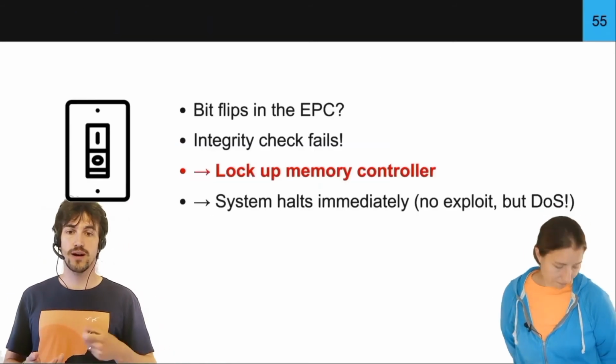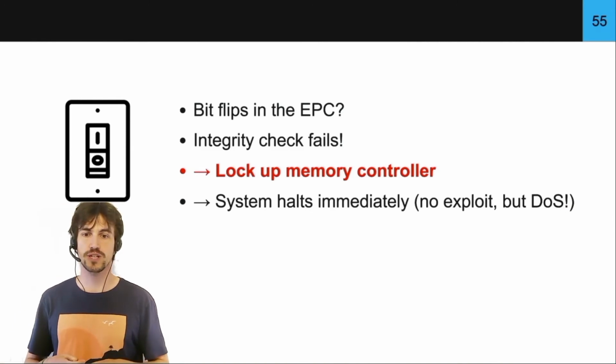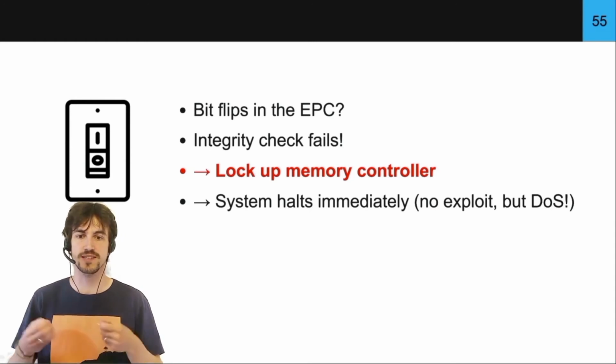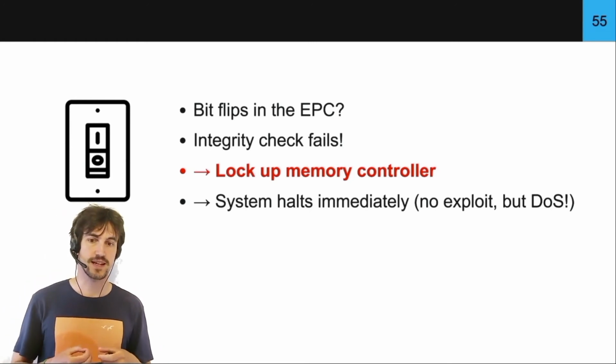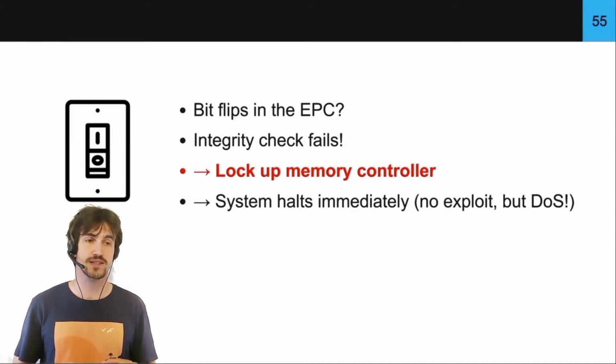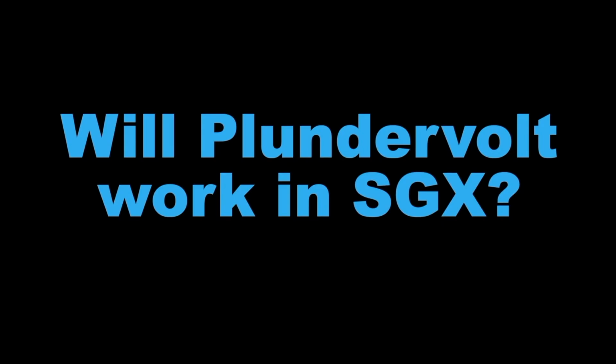If you inject a bit flip in enclave memory, say with Rowhammer, you will basically crash the system. You lock the memory controller and the system halts. So that's kind of a denial of service attack, but you cannot do much more with that. So you cannot flip bits inside enclave memory with Rowhammer. You're saying that Rowhammer didn't work. So my question is, will Plundervolt work?